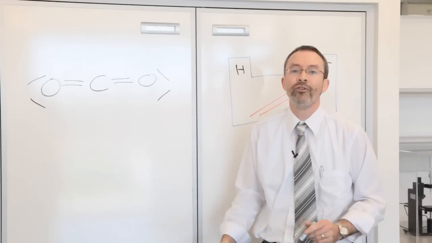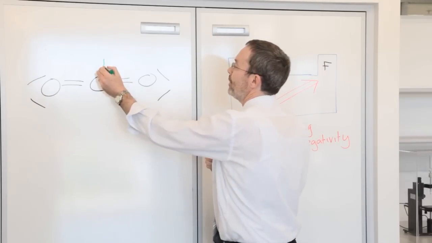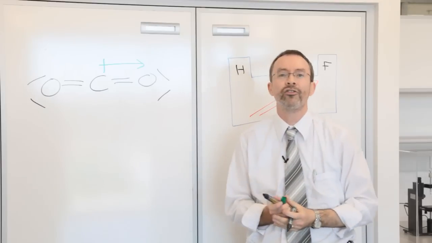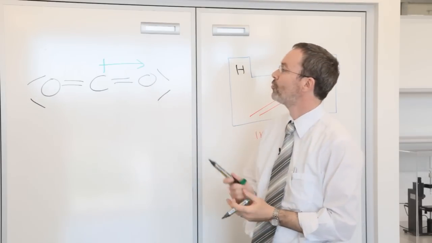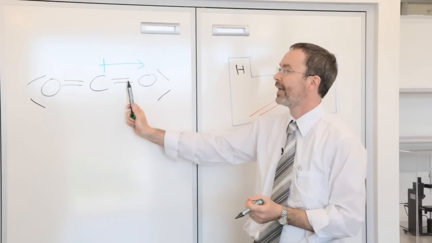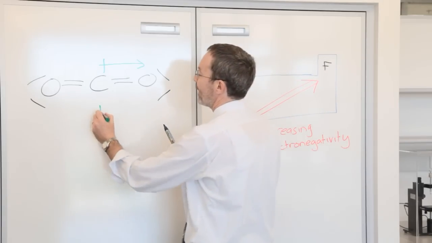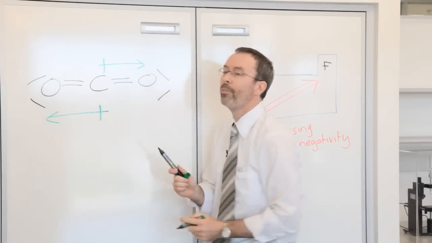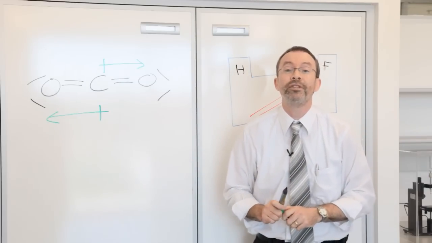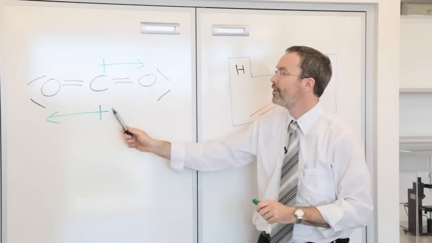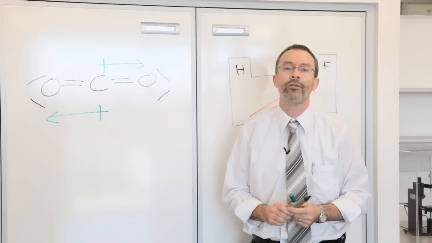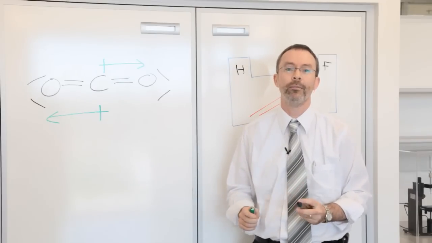However, each of these bonds is polar. Carbon is less electronegative than oxygen, so we can draw a bond moment for that particular carbon-oxygen bond as I've represented on the board. The other carbon-oxygen bond has a bond moment that's equal and opposite in magnitude. So these two bond moments will cancel out. And I'll come back to that concept in a moment.